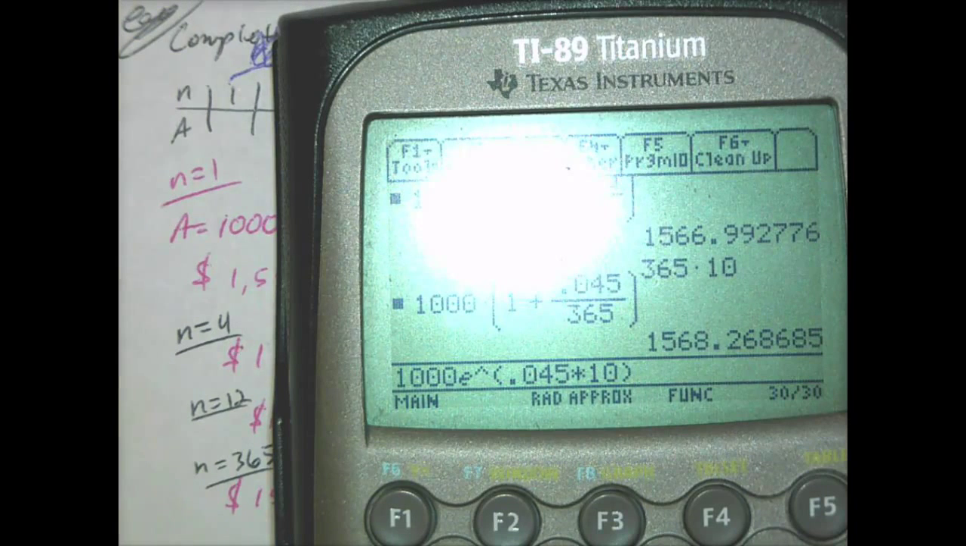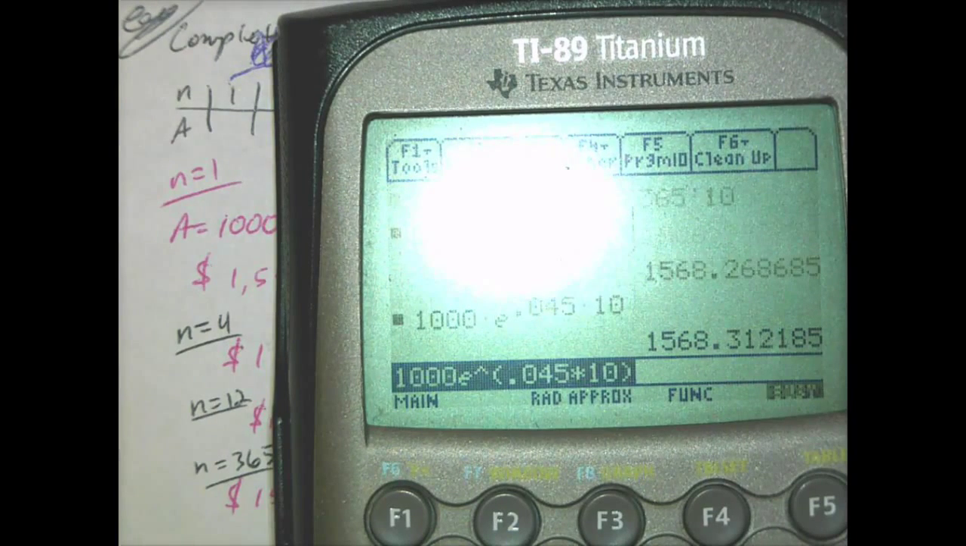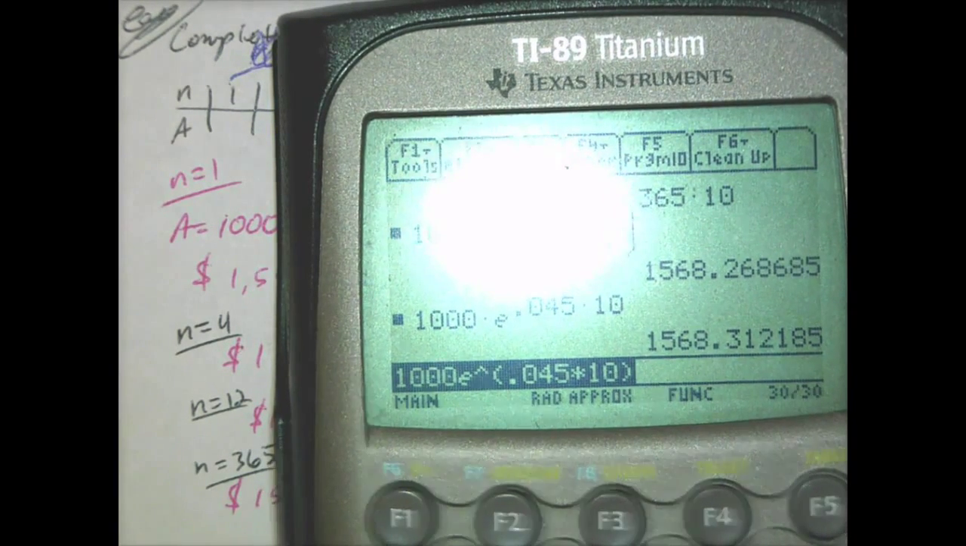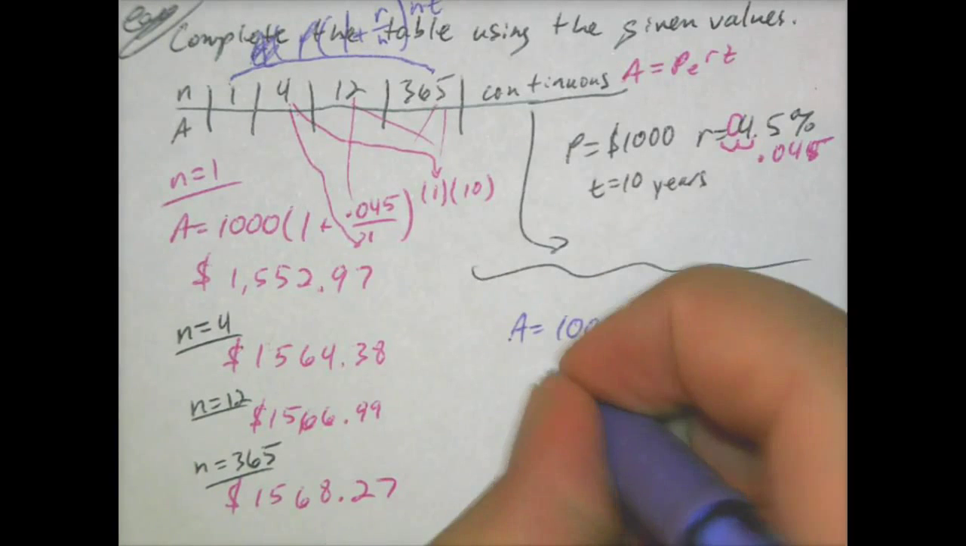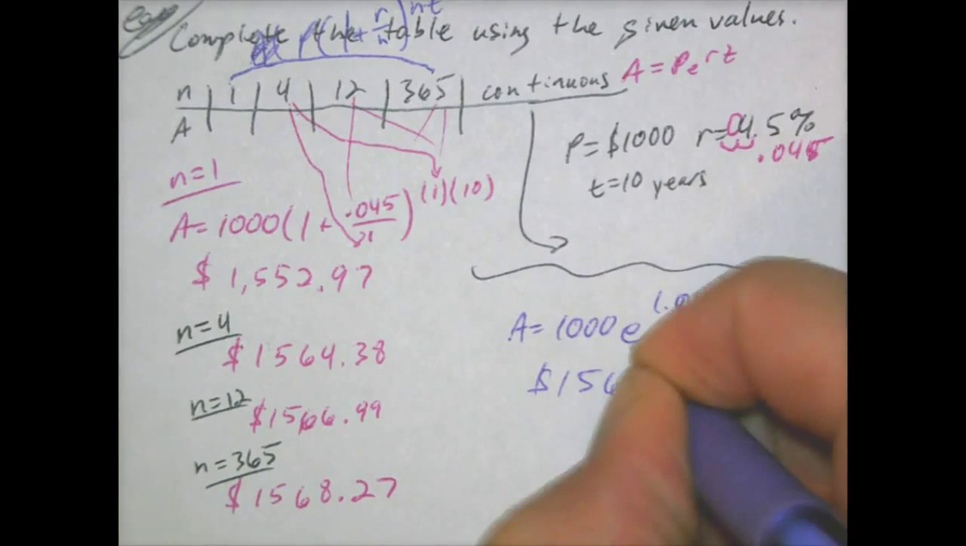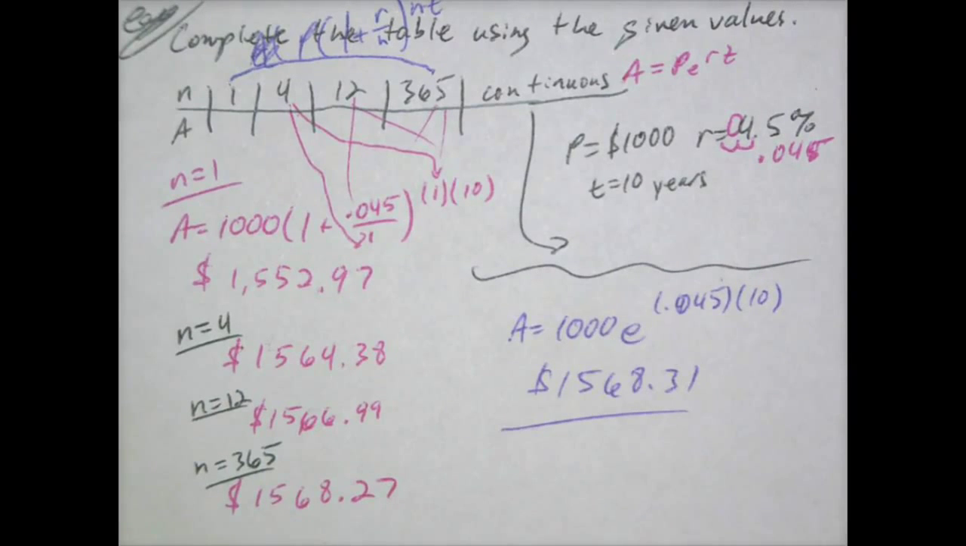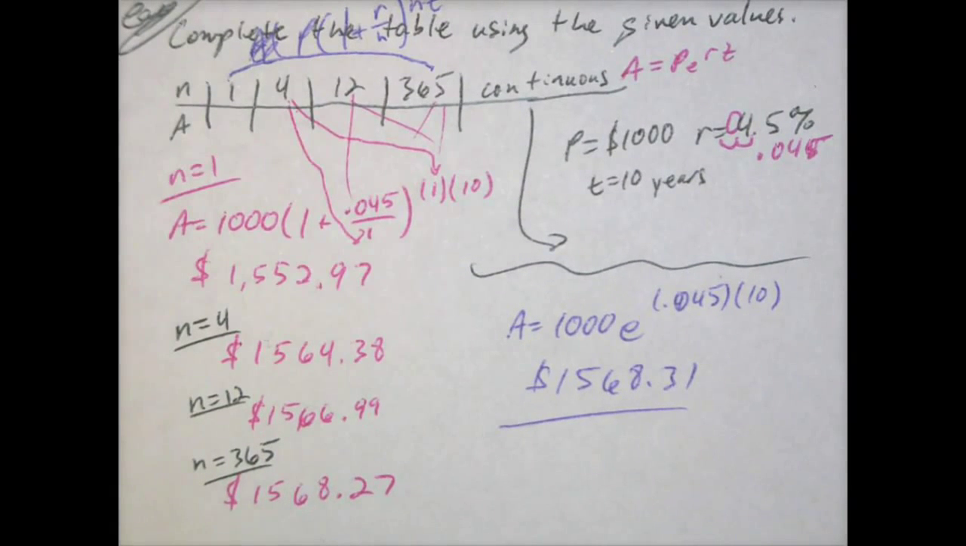Again, I'm just showing you what it looks like in my calculator and what it should look like in yours. My calculator is going to spit out a nicer looking version of it, but either way you should get the same answer. So there we go, 1,568.31. And that's pretty much all the notes that you have.